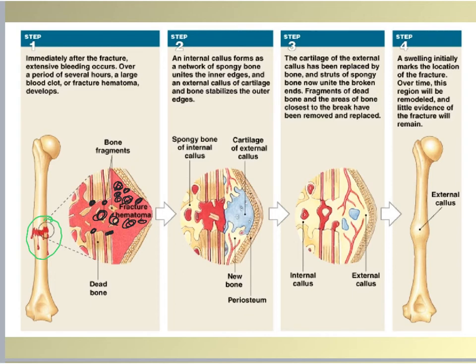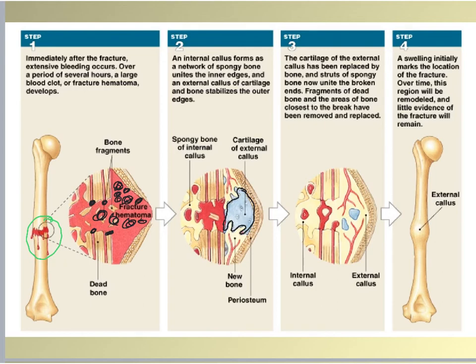So let's look at step number 2. With step number 2, over time, and the amount of time that this takes is going to vary from person to person depending on age and health, right? So keep in mind those variations. We're just talking about the generic here. Over time, you get an internal callus that forms, and that's going to be made out of hyaline cartilage right here. And so that's going to be kind of like a temporary band-aid holding the bones together.